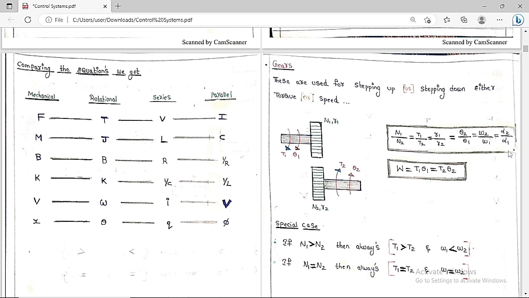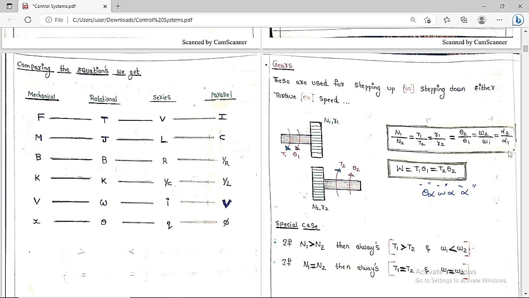T1 by T2 is nothing but theta 2 by theta 1. Theta is directly proportional to omega, and omega is proportional to alpha. So therefore we can say theta 2 by theta 1 is equal to omega 2 by omega 1 is equal to alpha 2 by alpha 1. You always have to keep this in mind. The shortcut to remember is NPR: N1 by N2 is equal to T1 by T2 is equal to R1 by R2.